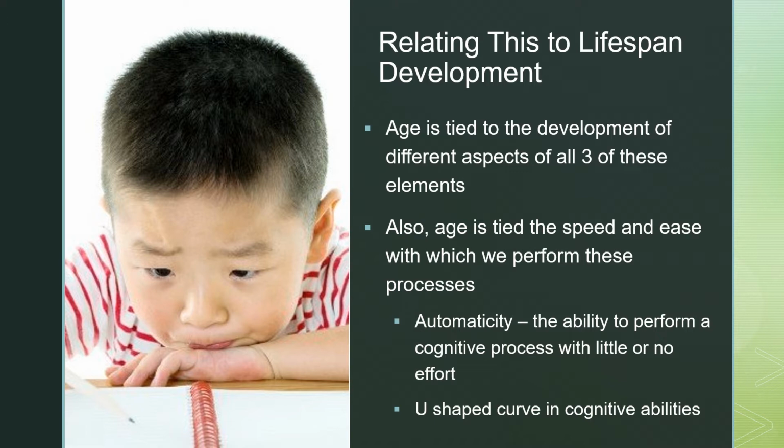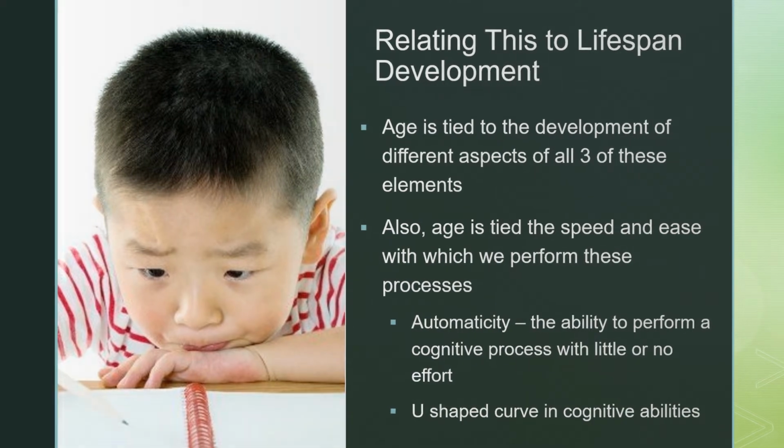In fact, when talking about automaticity and speed, what we tend to discuss is this U-shaped curve that seems to pop up with most of our cognitive abilities. Not necessarily all. We'll look at some exceptions to that as we progress. But for the most part, especially with things like attention, we do see that we tend to go up in automaticity in lots of different attention skills and then down in our latter years of life. So let's focus in on that idea of automaticity a little bit more.